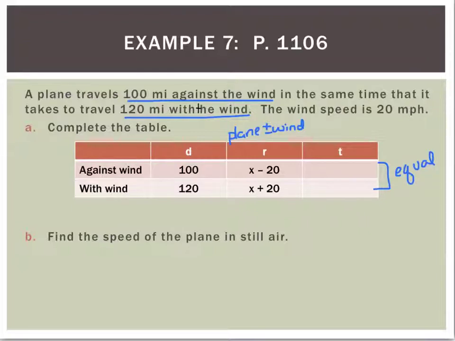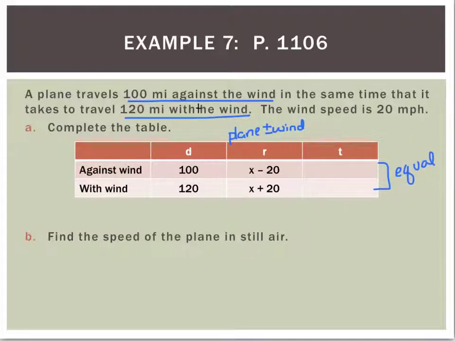And we need to keep in mind that when it's going against the wind, it's slowing down the plane. So that's why my rate is x minus 20. When it's going with the wind, you have the plane going at a certain rate, plus the wind is pushing it faster. So that's where we get our x plus 20. So against the wind, you subtract the wind because it's slowing it down. With the wind, you add the wind because it's pushing it faster.